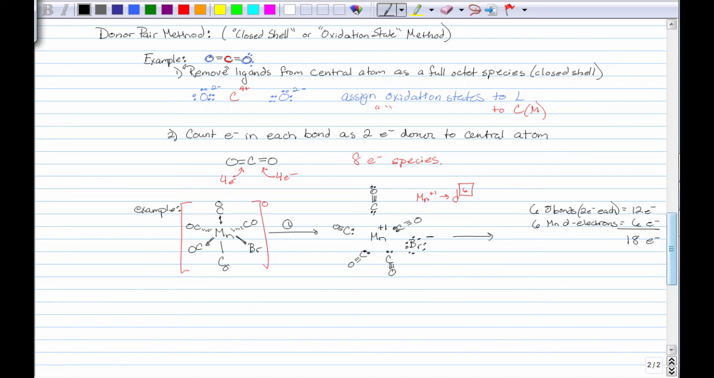So this is the donor pair method. Again, the advantage is that you calculate the oxidation state of the metal ion, and that can help you later on, especially with the catalytic cycles or understanding phenomena based on the d electron count.